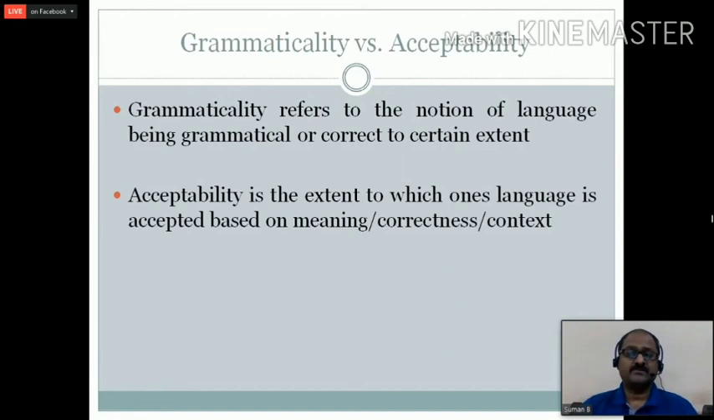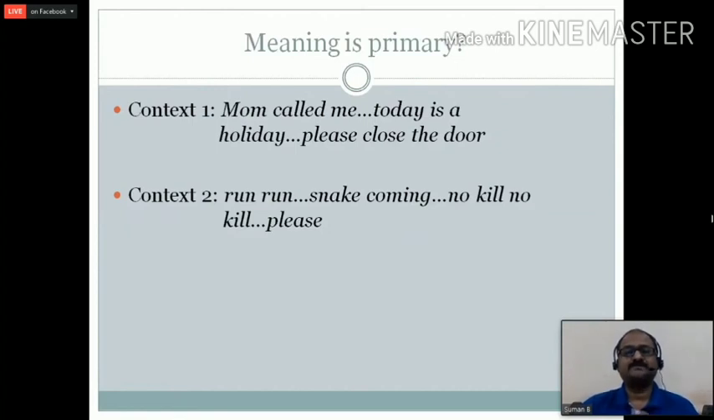These two are very, very important notions, which we are going to understand better from a context. Now let us look at a practical context of communication. Here we have two contexts. Look at the first context. Mom called me. Today is a holiday. Please close the door. This is a context of communication where somebody is saying these utterances. The second context. Run, run. Snake coming. No kill, no kill, please.